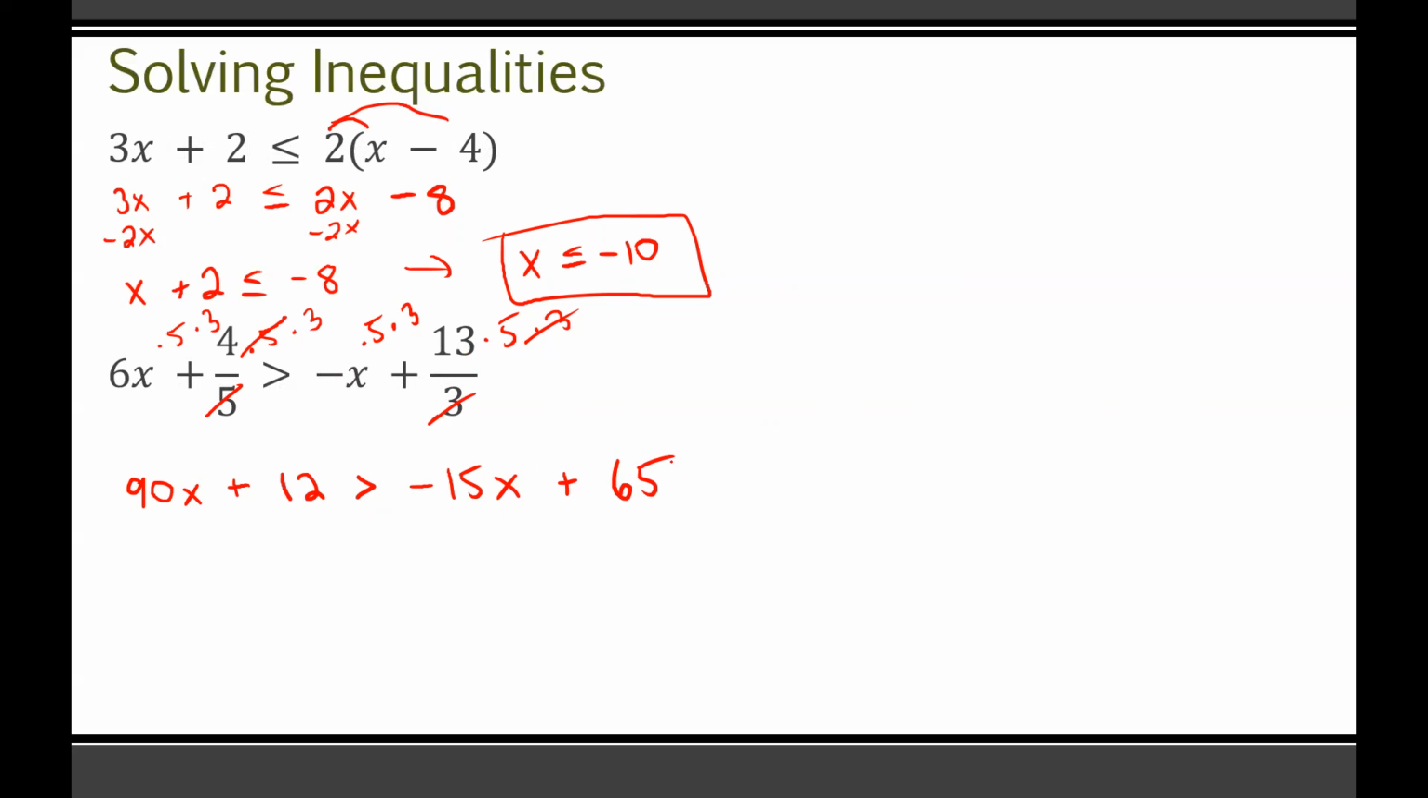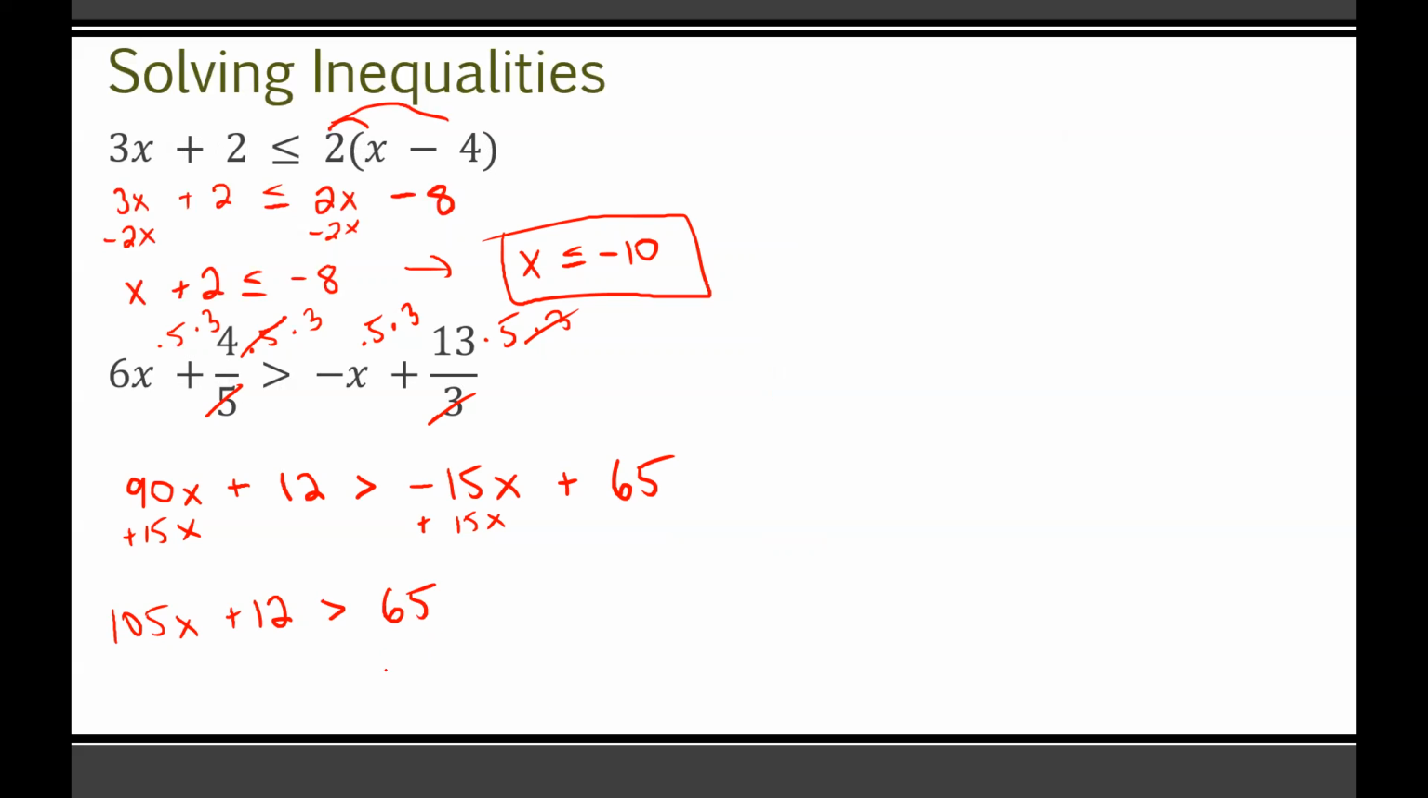Okay, so as always, move the smaller x over to the other side. The smallest x here is this negative 15x. To move negative 15x to the other side, I'm just going to add 15x to both sides. There we go. That's going to give me 105x plus 12 is greater than 65.